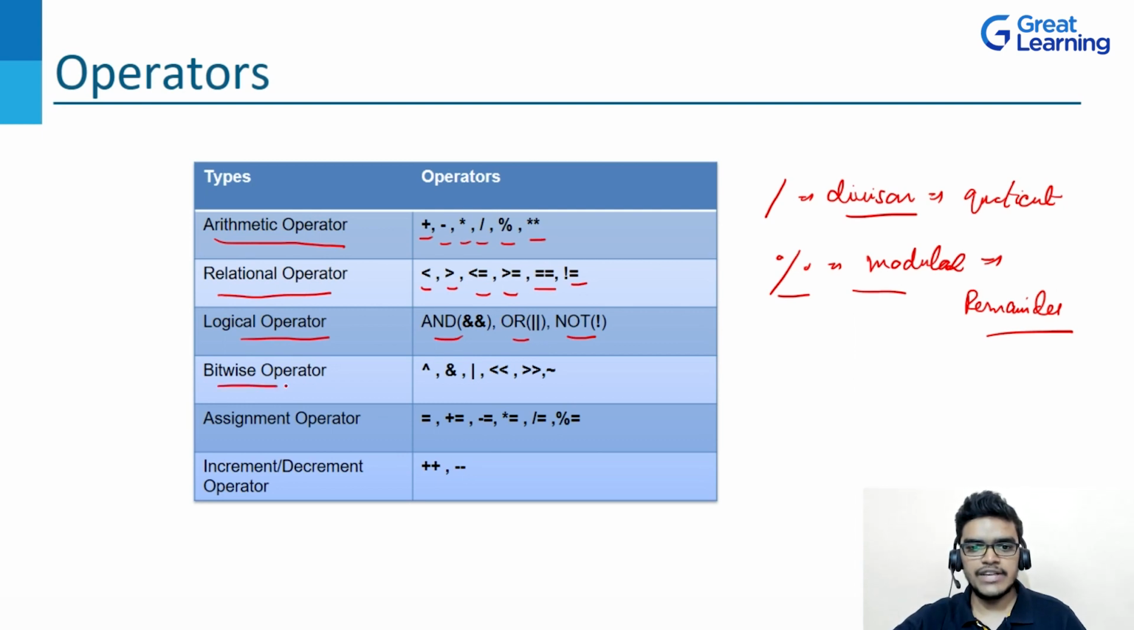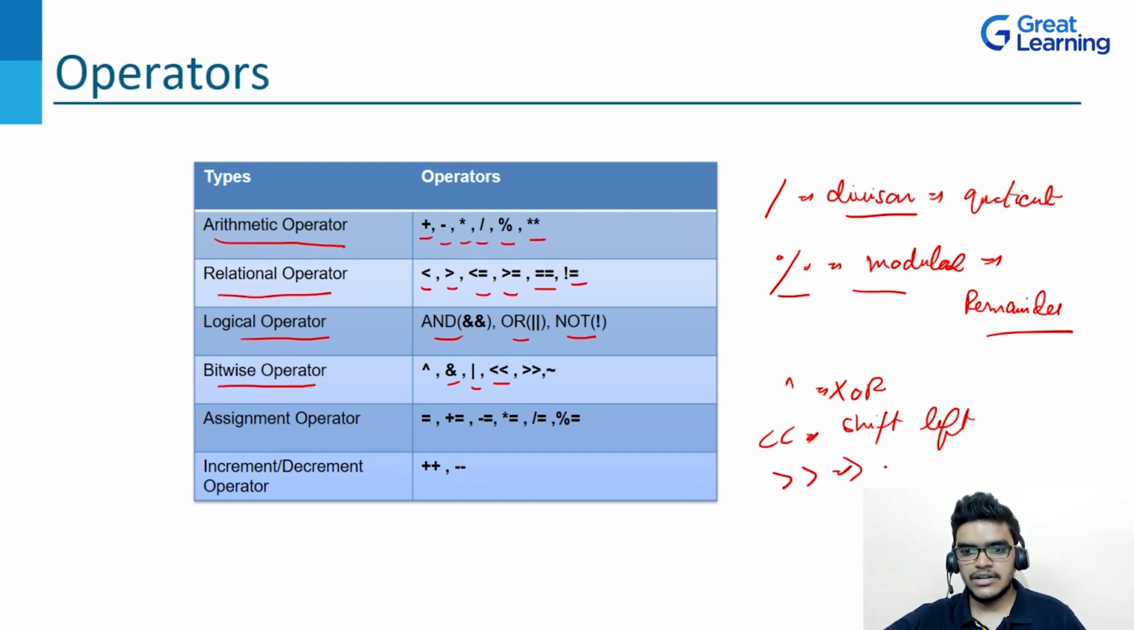Next we are having bitwise operator. So bitwise operator, this symbol means we are having XOR. The name of the symbol is XOR. Then we are having and, or, and this means shift left, right? Whereas this symbol greater than greater than represents shift right.